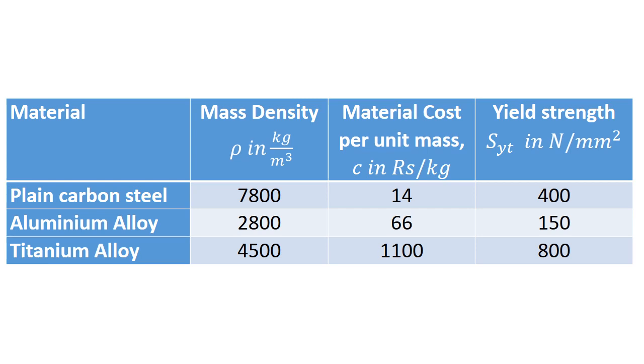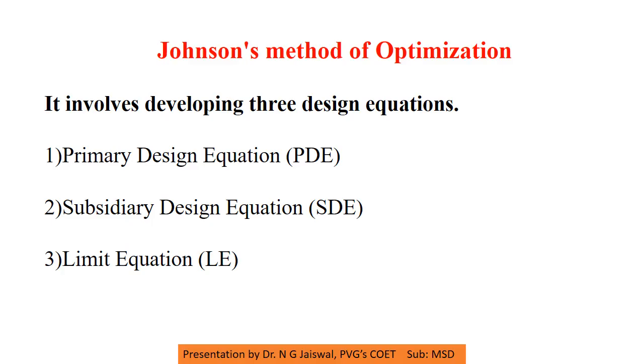Okay. Now how to solve such numericals? There are different methods of optimization. In this course, we are going to study Johnson's method of optimization. Johnson's method of optimization goes through these three equations: primary design equation, subsidiary design equation, and limit equation. What are these equations, and why are they required while solving this? We will come to know when we solve the problem in the next slide.